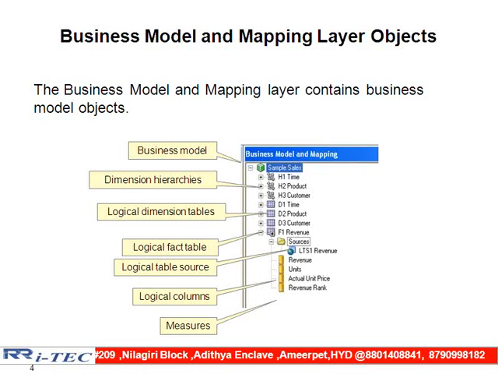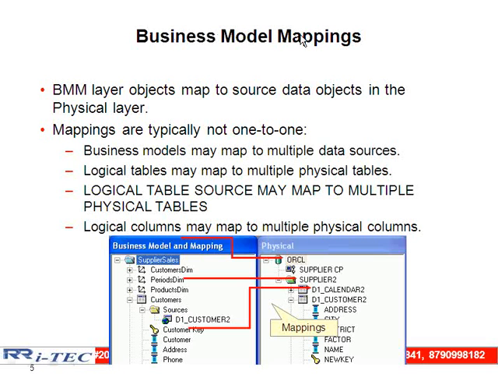Now, if people understand what objects are available in the BMM layer, it's similar to what objects are available in the physical layer. Now next one, business model mappings. Very important point, sir. BMM layer objects map to source data objects in the physical layer. Mappings are typically not one-to-one.